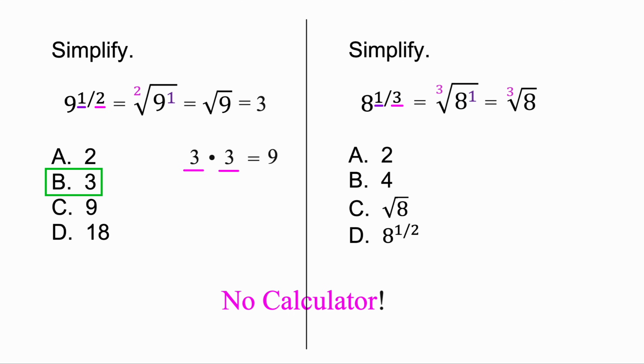Now this is wondering what number multiplied 3 times will give us 8. And it's actually going to be 2, because 2 times 2 will give us 4, and then 4 times 2 will give us 8. So the cube root of 8 is 2, and that's the simplified answer for this one. So this time when you have a 1/3, that's going to become a cube root, and then you can multiply a number 3 times to get to that big guy to find the cube root.